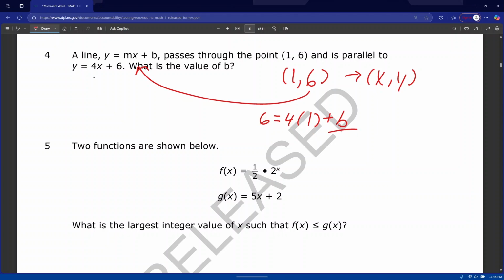Now we need to solve for b. 4 times 1 is 4. To isolate b, we subtract 4. 6 minus 4 equals 2. So 2 equals b. And that's our answer. Our answer is 2.